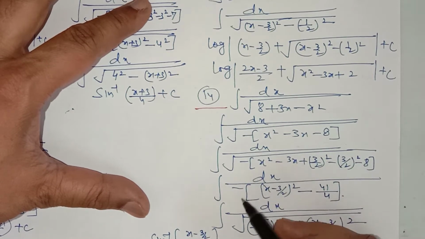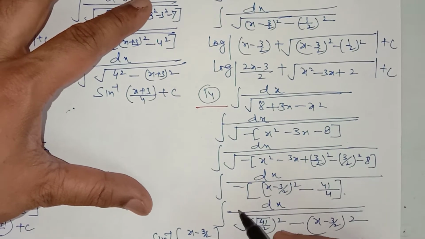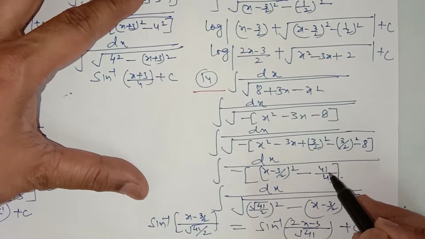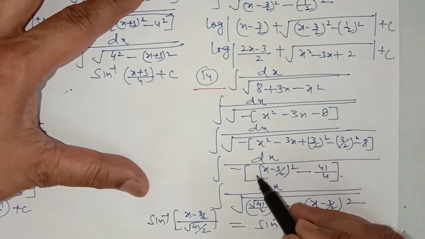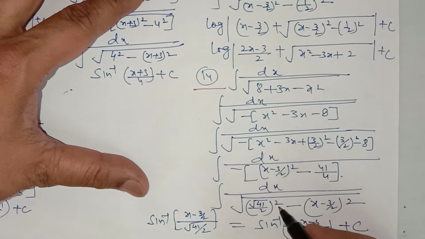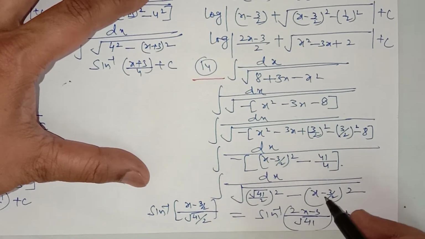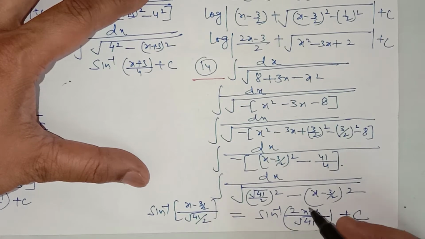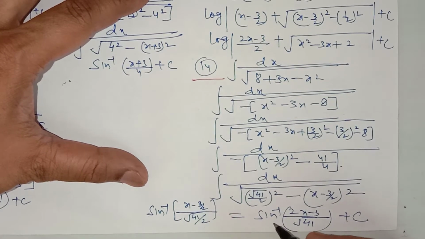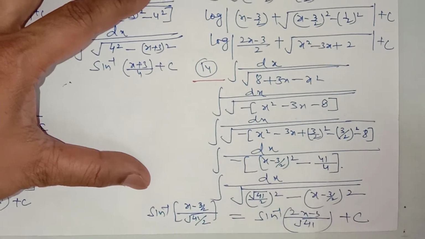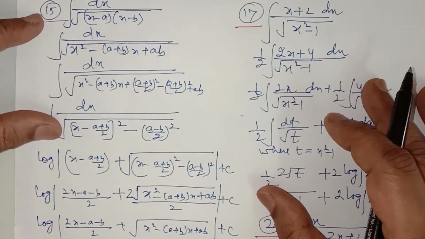The square root is there; by mistake I had removed it, so the square root will be there. It is under root of root 41 upon 2 whole square minus x minus 3 upon 2 whole square, which is a special integral of dx upon under root a square minus x square, which is sine inverse x upon a. Question number 15 is the same.